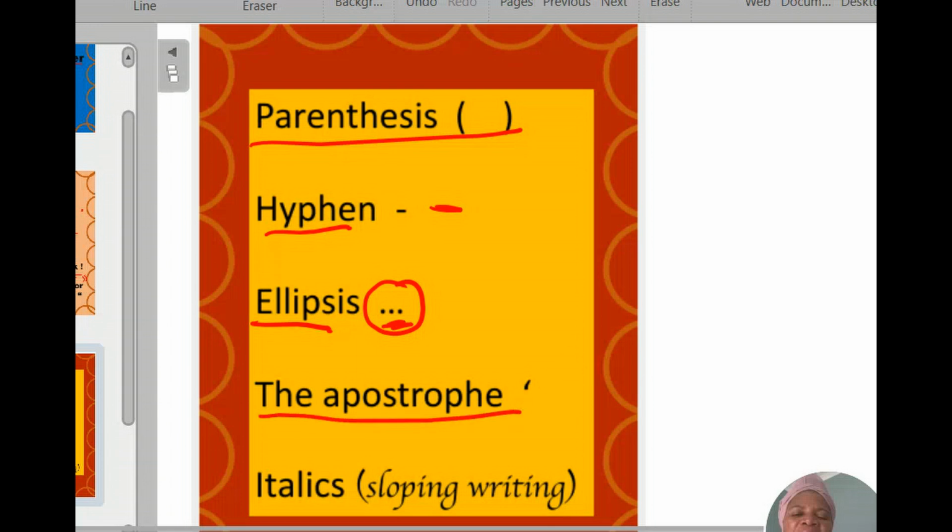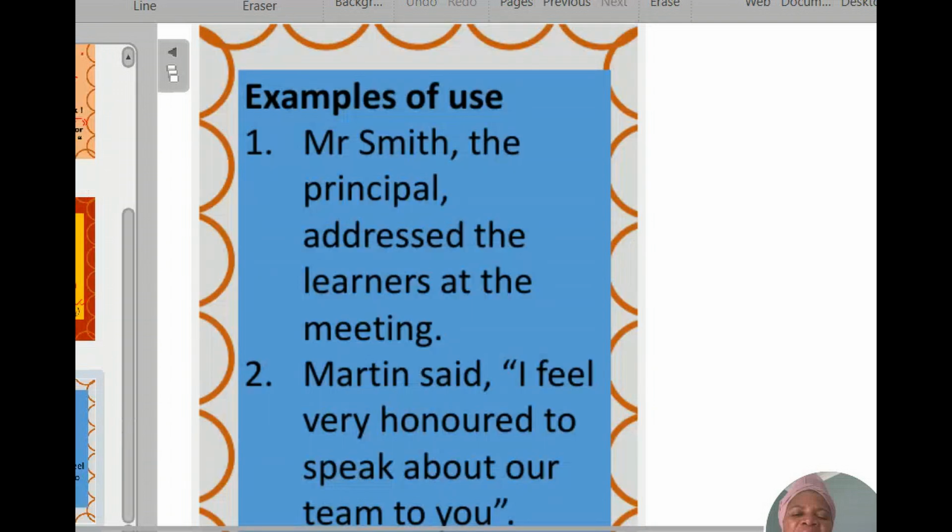Then we have got the apostrophe. We are going to learn the uses of the apostrophe in specific lessons. Then we've got italics as a way of punctuation. It is using sloping writing like what I have done here. That's in italics, writing in italics.